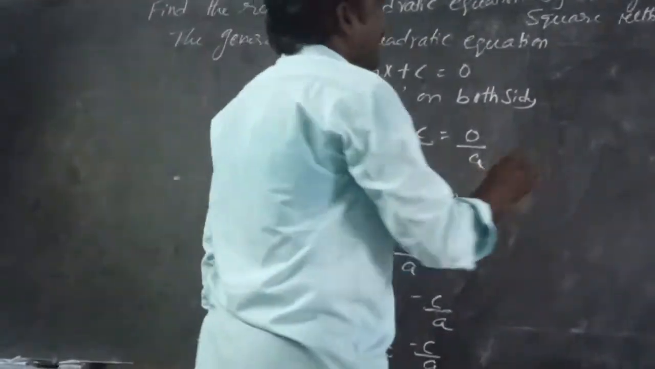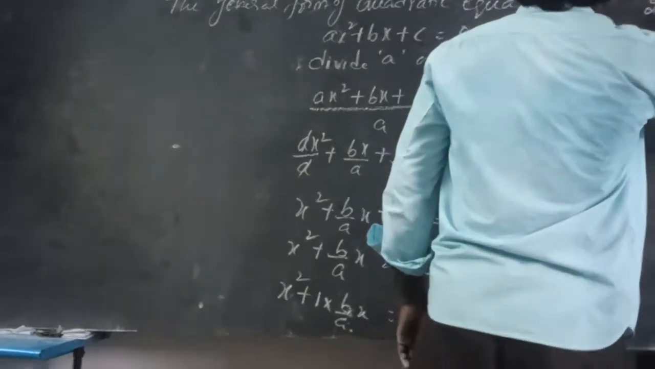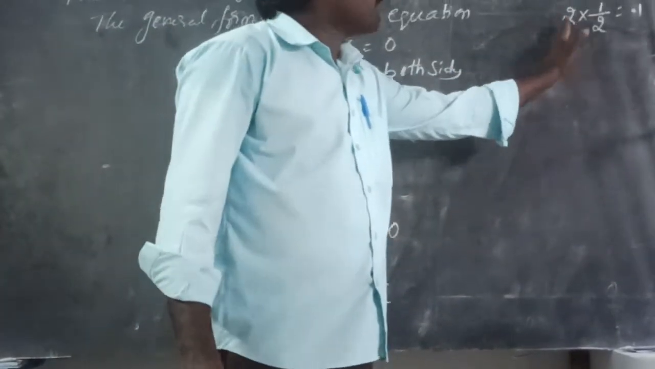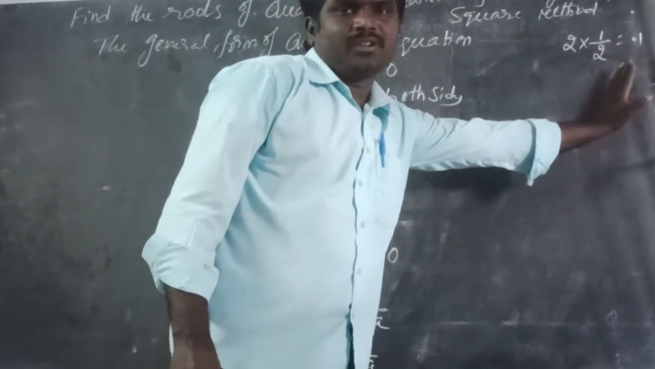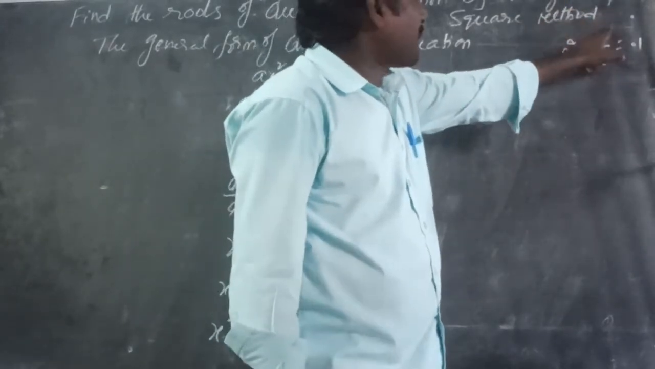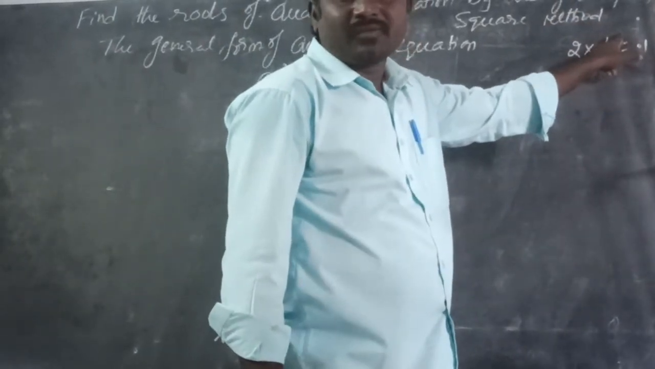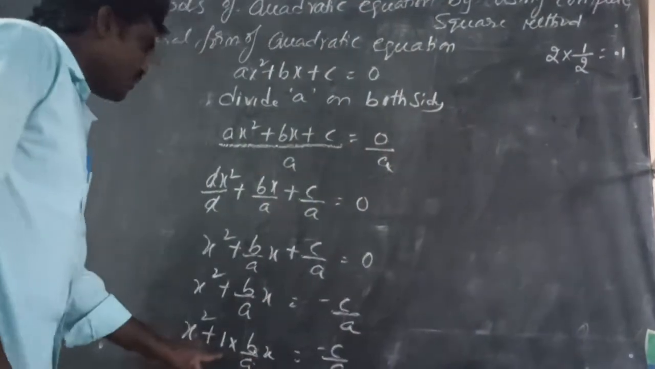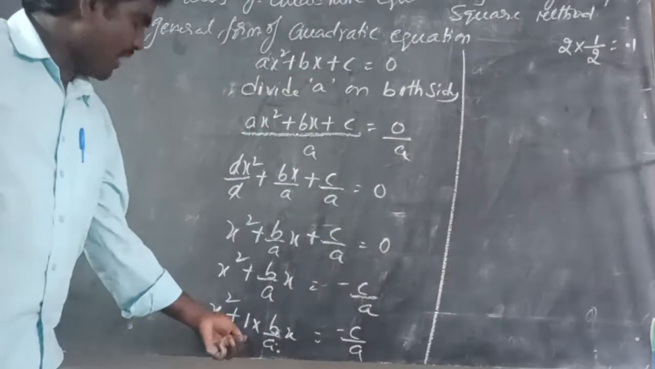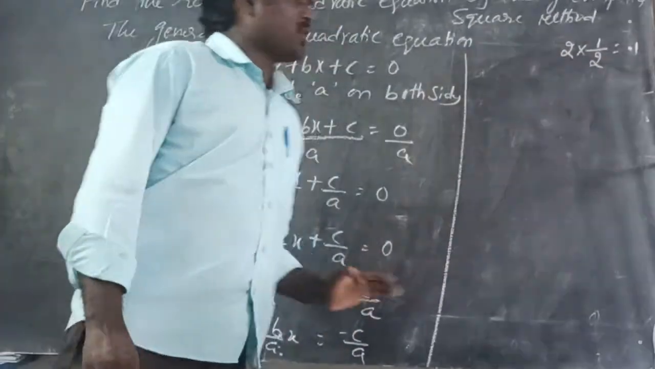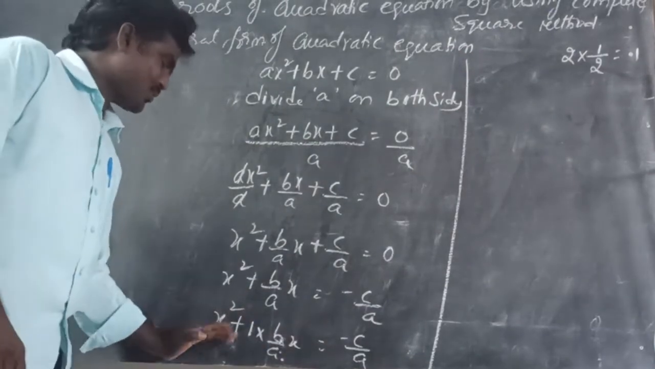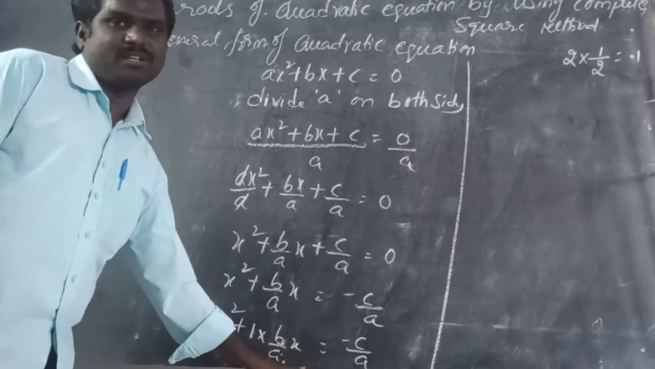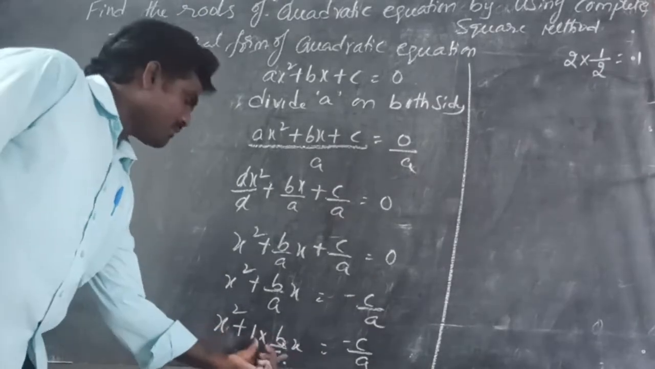How can we write it? Any number multiplied with its multiplicative inverse we get 1. This is called what? Multiplicative inverse property. Any number multiplied with its reciprocal, its inverse, becomes how much? 1. Okay, so in the place of 1 we can write 2 into 1 by 2. Why can we write that? Because in the LHS we want to write the complete square form, that is a square plus 2ab plus b square. Here the first one is a square.